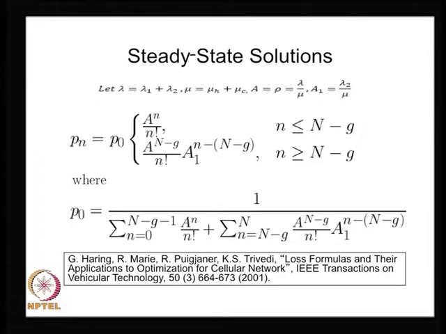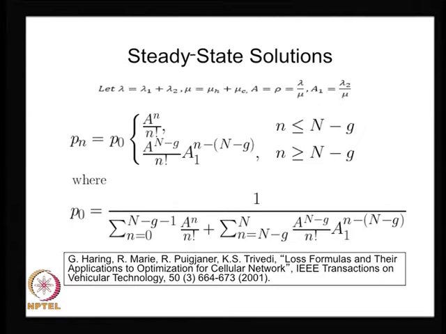So, if I solve this system of equations with the summation of PA equal to 1, I will get the PIs, where PA is in terms of initially P naught, and the P naught is 1 divided by this. So, this result is available in the following paper.